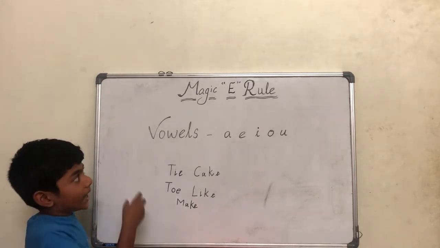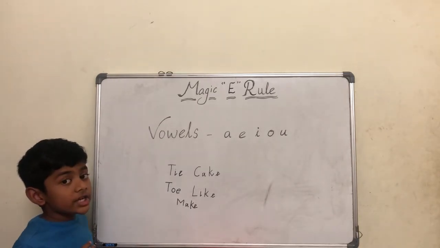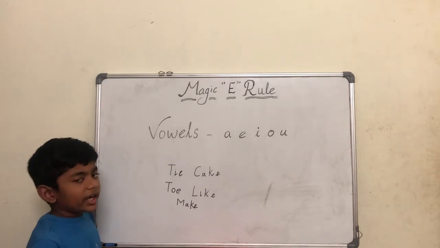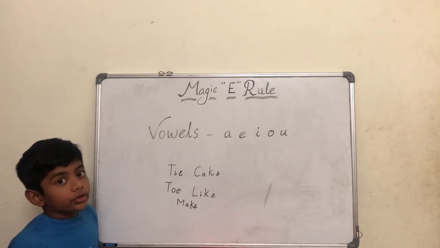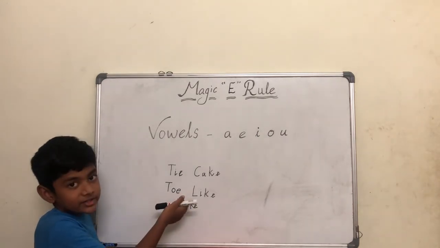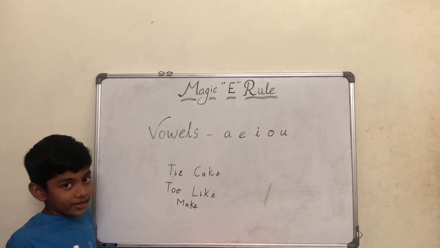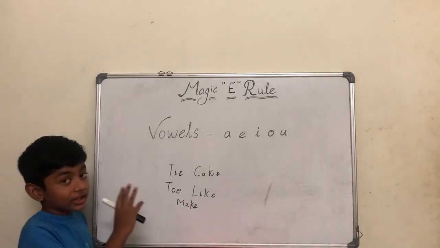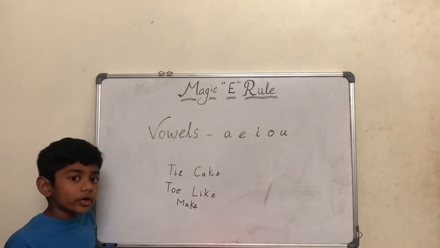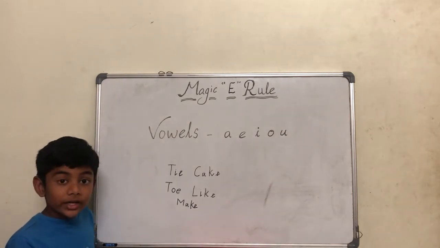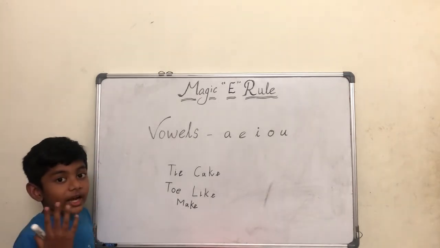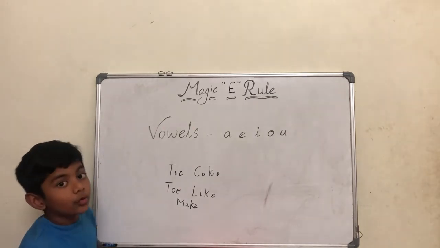Hope you understood the magic E rule. This is an important rule in English grammar. If you read more storybooks, you will definitely come across words such as these. If you see them, remember the magic E rule and apply. If you read more and more storybooks, reading is so easy and you'll easily understand the magic E rule.